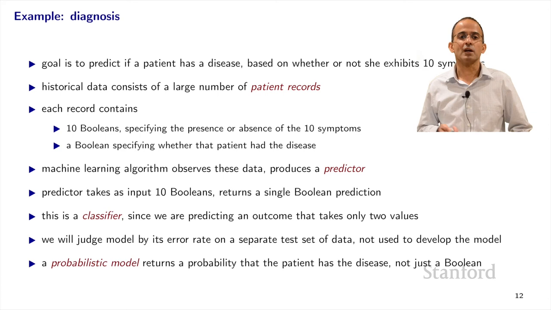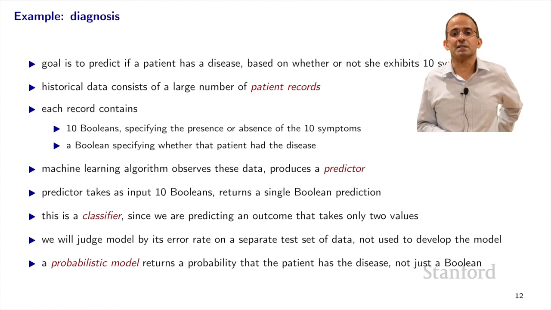This is supervised learning. This is a classifier. We're predicting an outcome that takes only two possible values. And we're going to judge the model by its error rate, because it can only give a true or false answer. And we'll do that by having a separate set of test data, a separate collection of 11 booleans, which we didn't use to generate the model. And of course, a probabilistic model would return a probability that the patient had the disease and not just a boolean.